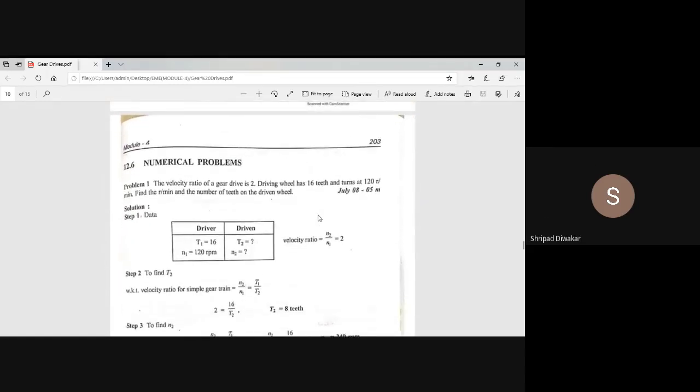Now I'll discuss the most important part, the numerical problems related to gear drives. First problem: the velocity ratio of a gear drive is 2. The driving gear has 16 teeth and runs at 120 revolutions per minute. Find the revolutions per minute and the number of teeth on the driven wheel.